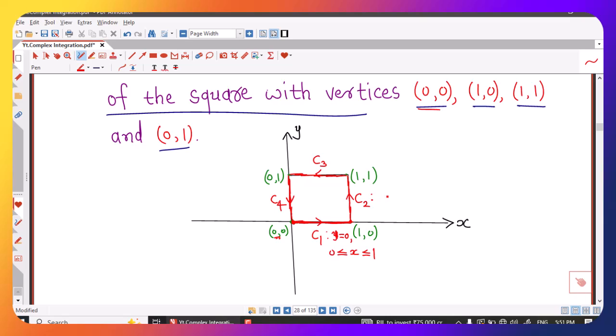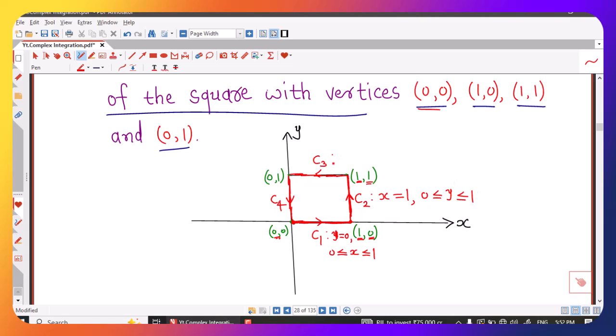Similarly for C2, we can see that this distance is constant, it is 1. If we take any point on this line segment, then its distance from the origin is 1. So here x becomes constant and y is changing. Y is changing from y equal to 0 to y equal to 1 in this direction. So we represent C2 by x equal to 1, and y lies between 0 and 1.